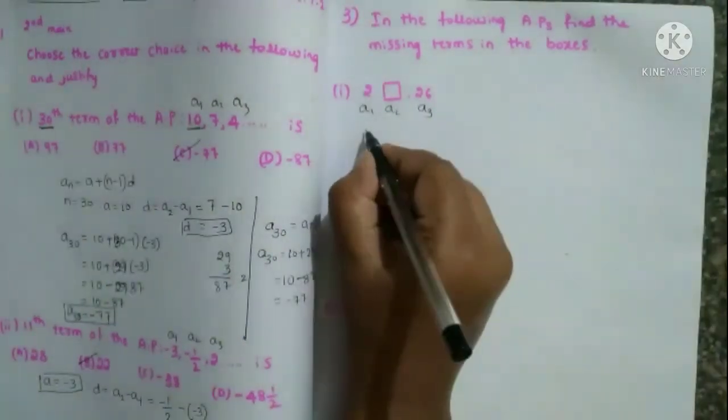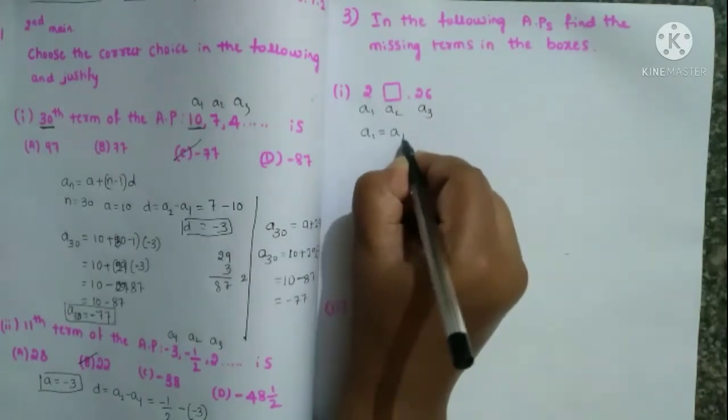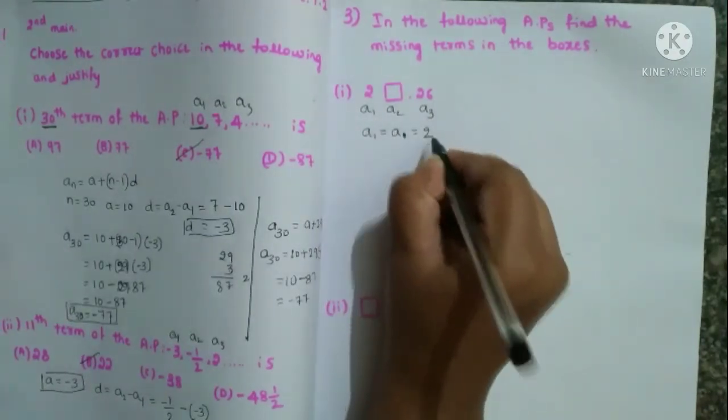So a1 means a1 equals a, equals 2 they have given.